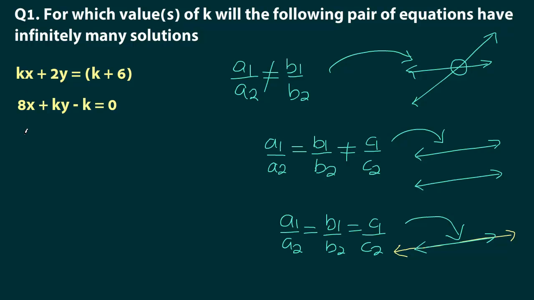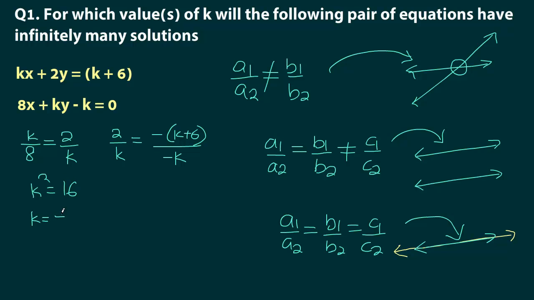So here a1 is k. Let's write it over here. So k by 8, a1 by a2, is equal to b1 by b2, which is 2 by k. So this is our first ratio. So we have written a1 by a2 equals b1 by b2. Also, we know that b1 by b2 is equal to c1 by c2, right? So that means 2 by k should also be equal to minus k plus 6 divided by minus k. This is c1 by c2. So we have these two situations happening. If we solve this, simply cross multiply, we get k squared equals 16, or k equals, remember, plus 4 and minus 4. It is not just 4, there are two values, plus 4 and minus 4. So this is what we get when we solve this equation.